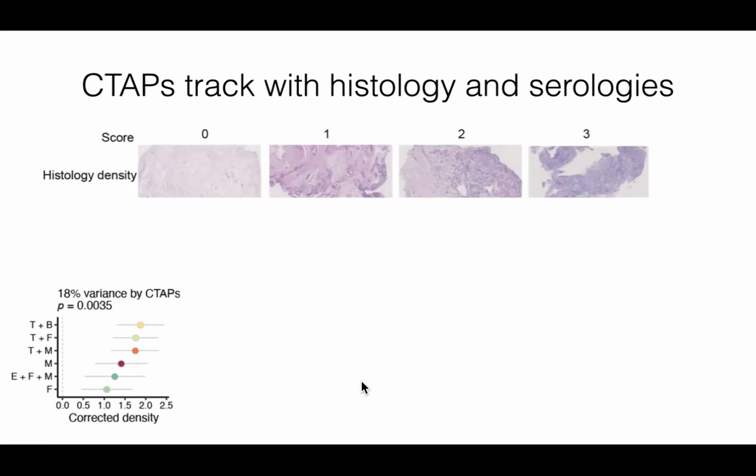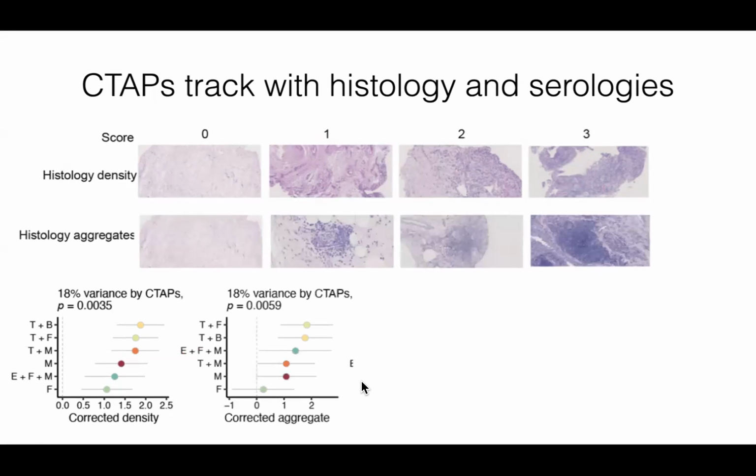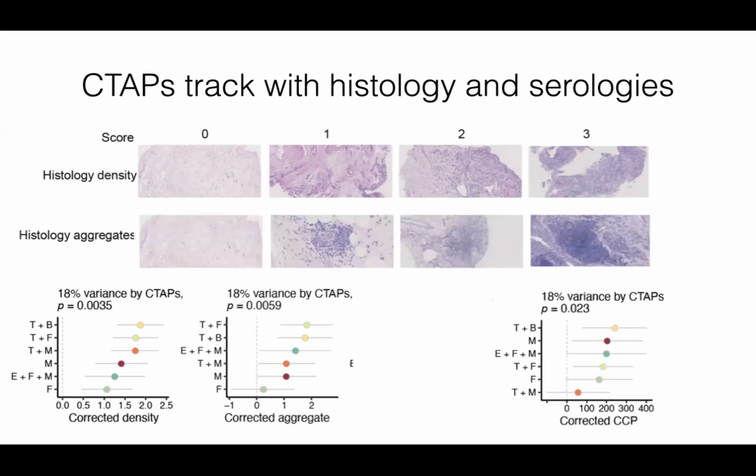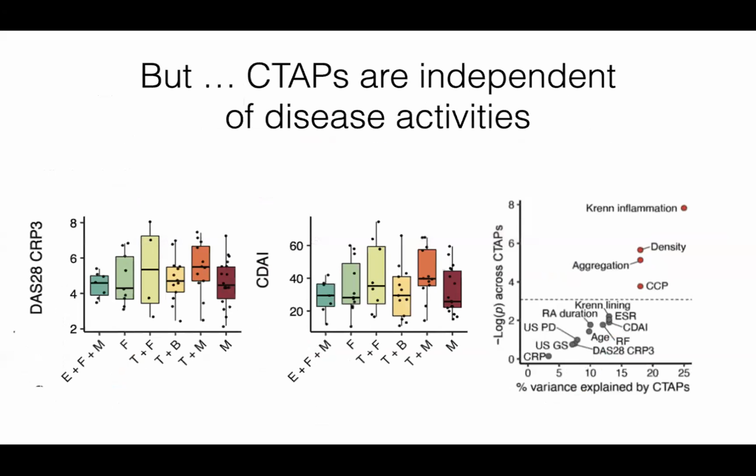There are significant differences there. We can also look at aggregates. Are we seeing clusters of immune cells? Again, you can see that's different across the different groups. And then finally, you can look at autoantibodies, and that's different too. The individuals with lots of T cells and B cells, very important for making autoantibodies, are the ones that have the highest autoantibody titer.